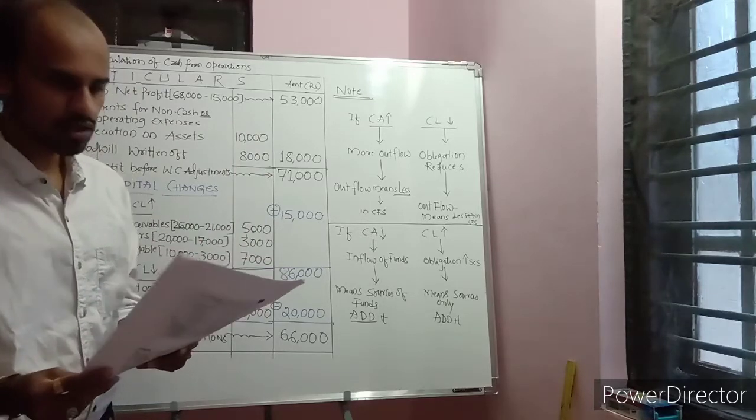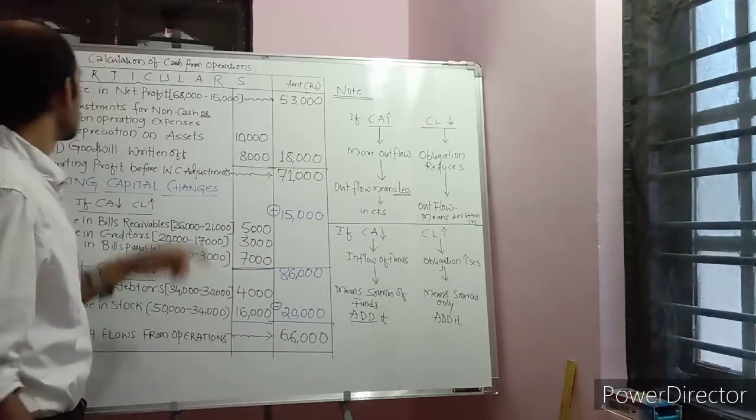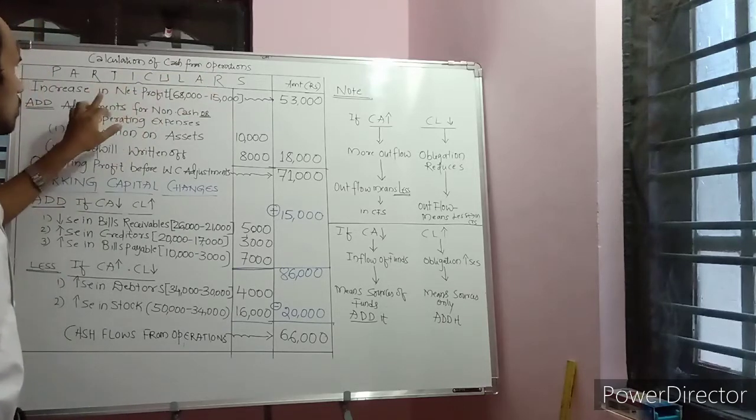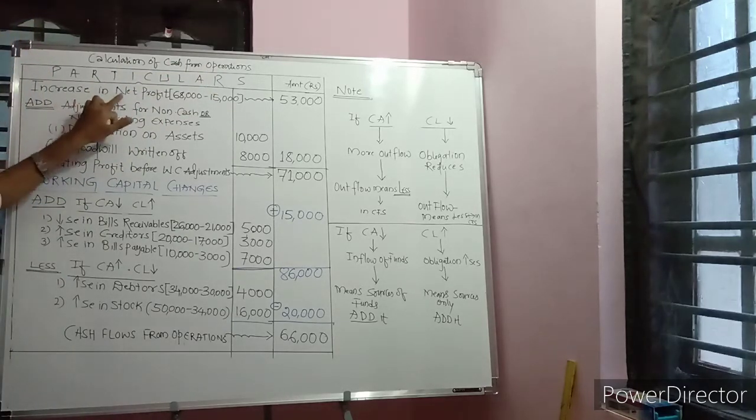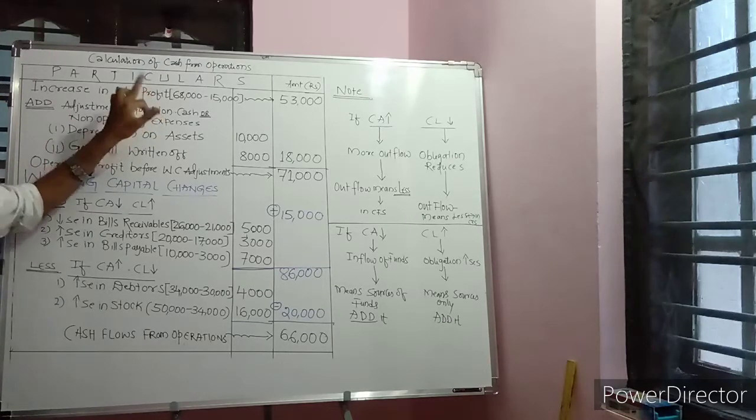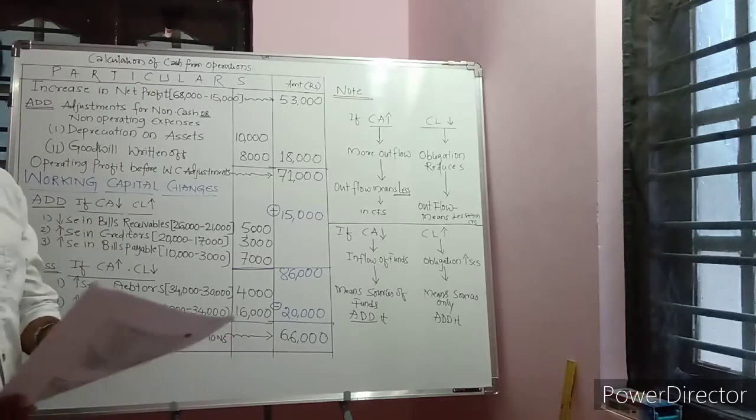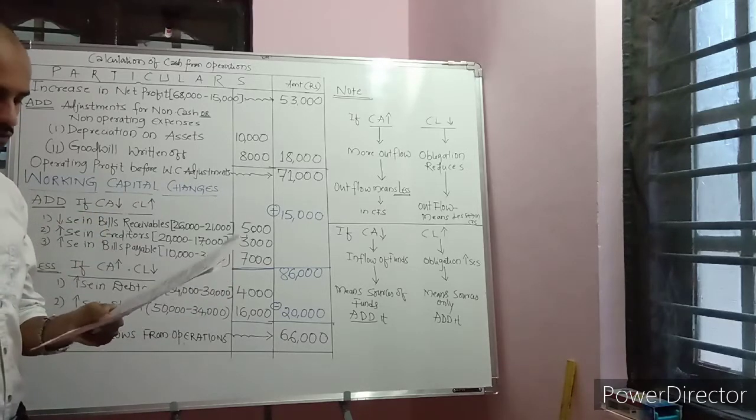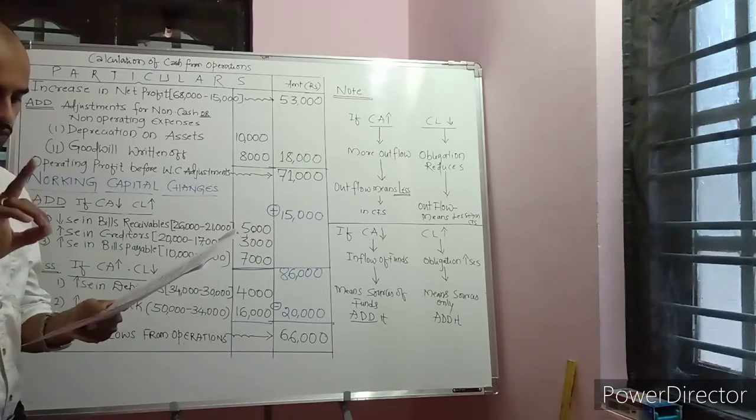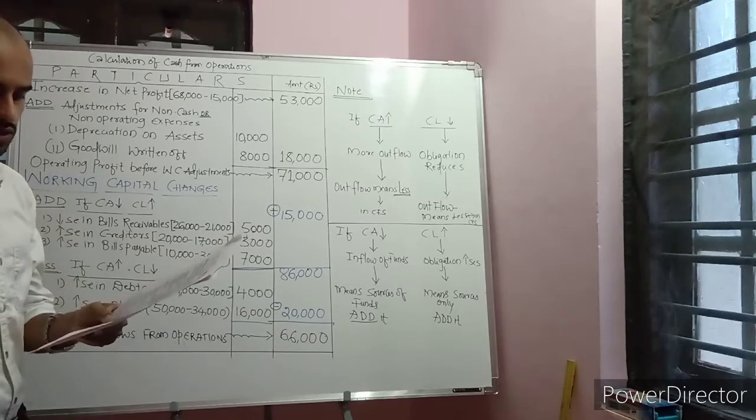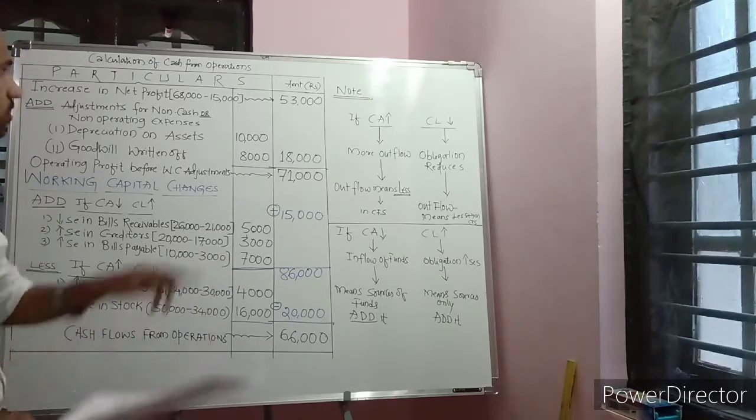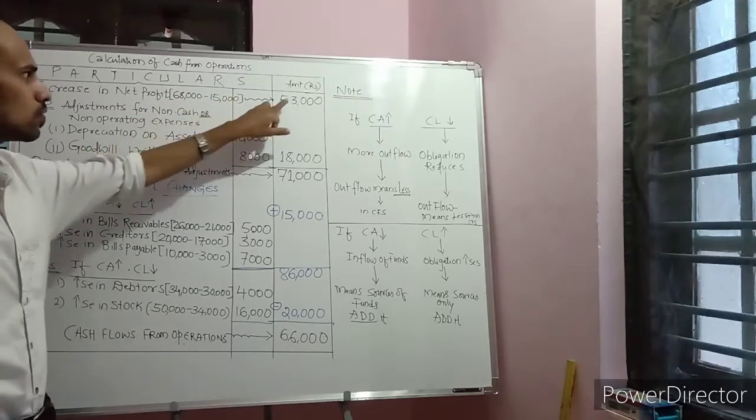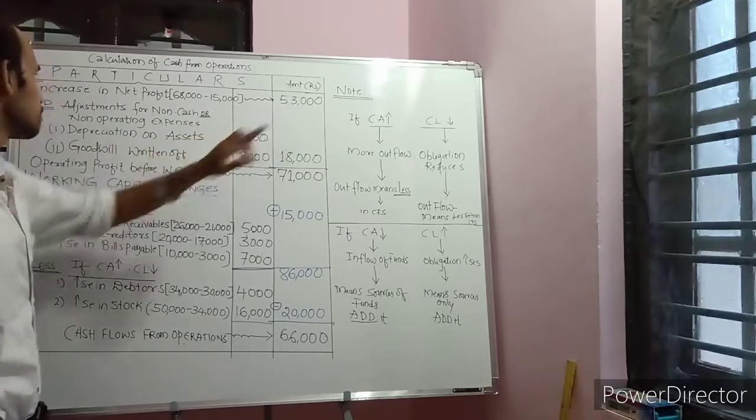So let us start with the solution. It is calculation of cash from operations. So here we are first taking increase in net profit. Why? Because in the first item they have given profit and loss account. In the year 2015 it is 15,000 and 2016 it is 68,000. Difference we need to take. 68,000 minus 15,000 equal to 53,000.